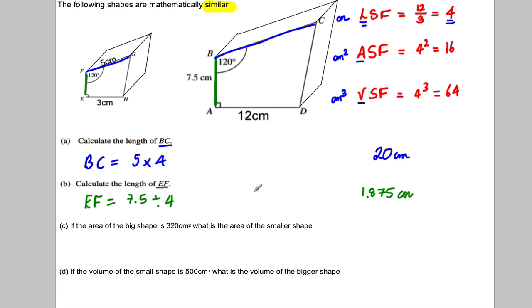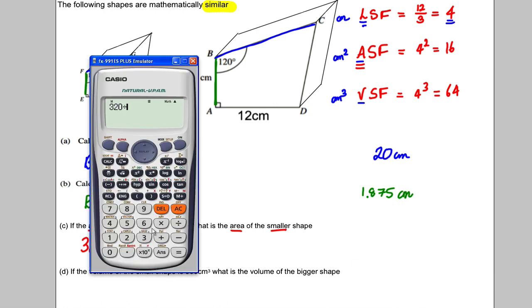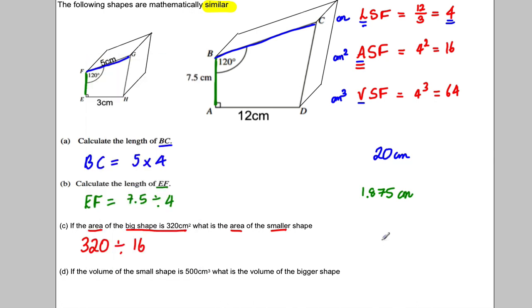Okay, now we're asked about the area. It says that the area of the big shape is 320. Work out the area of the small shape. So we're going from big to small, so we're going to divide. This time not by the length scale factor, this time by the area scale factor because we're dealing with area. So we're going to do 320 divided by the area scale factor, which is 16. 320 divided by 16 is 20. So this time the answer is 20, and because it's area, the unit's centimeters squared.